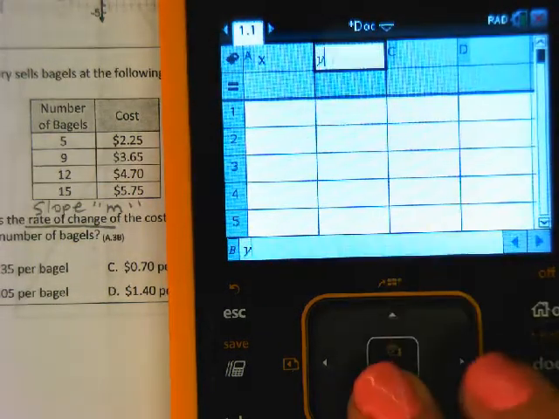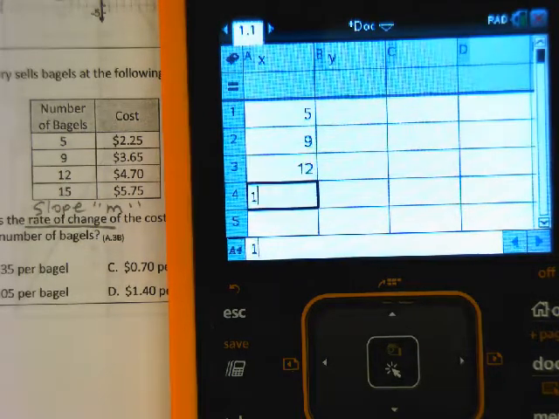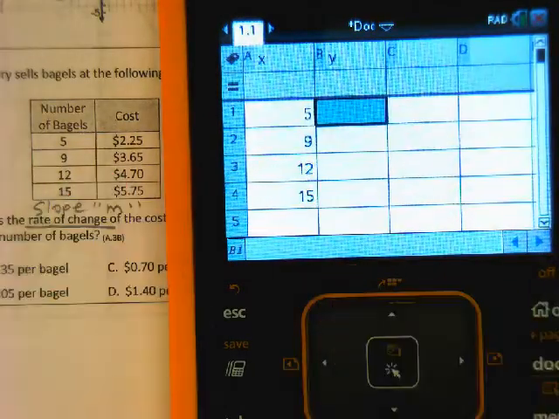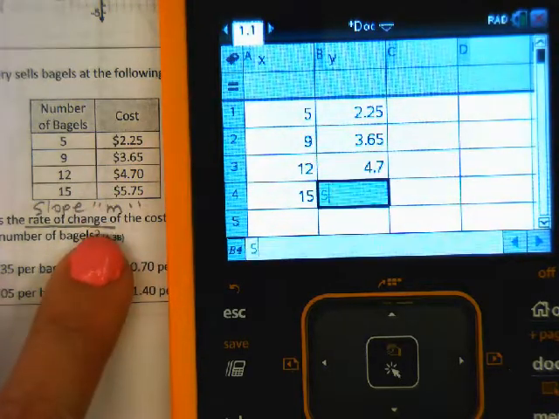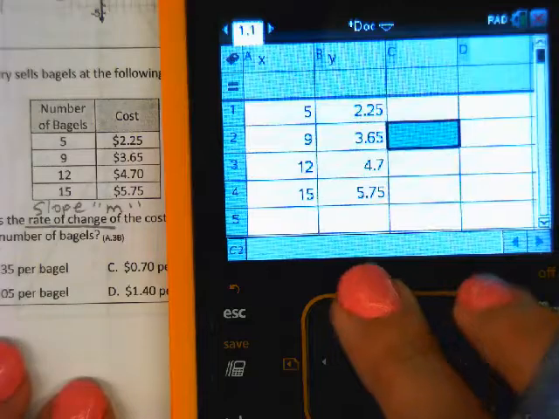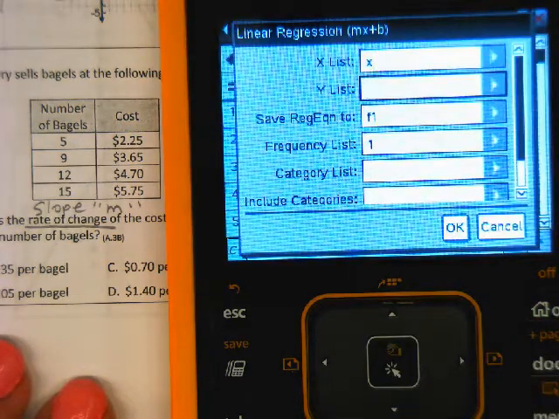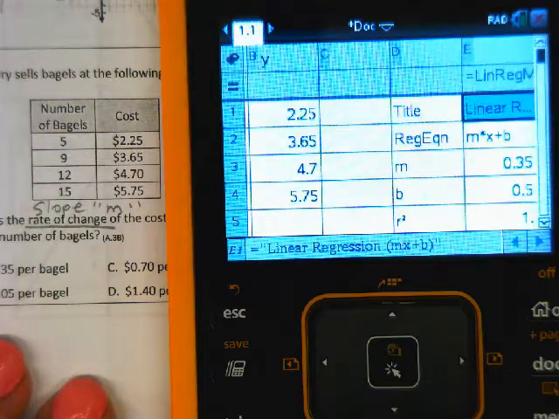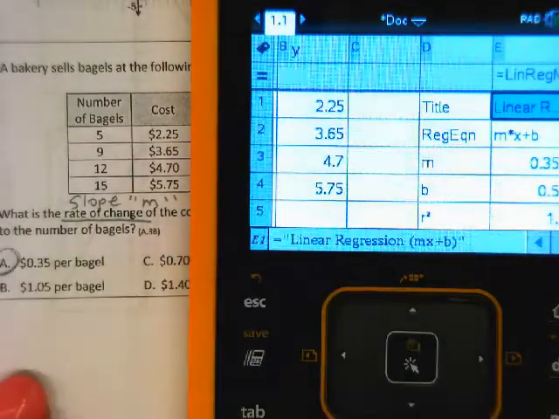X and Y, 5, 9. Make sure you put those numbers in right. 12 and 15, 2.25, 3.65, 4.7, and 5.75. And again, this is still linear, so 4, 1, and 3. X and Y. All right, I got two different numbers here. Which one of these is my slope? What's my answer going to be? 0.35. 35 cents a bagel, that's not bad.